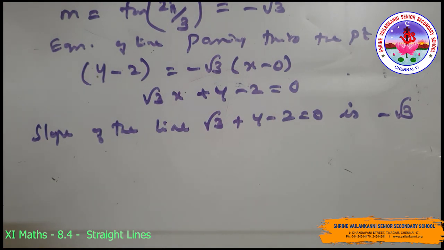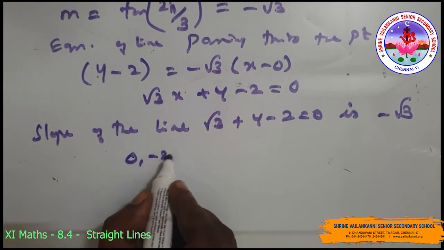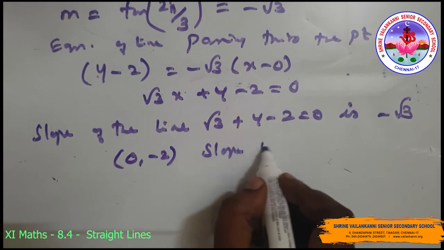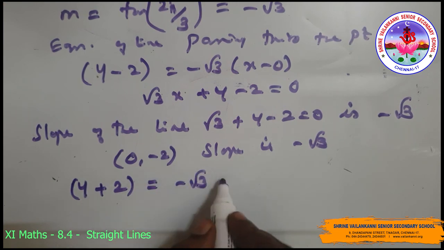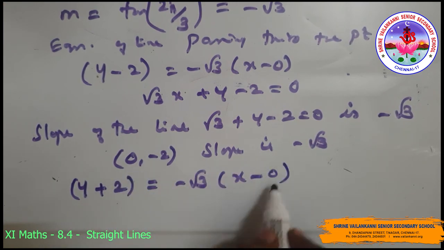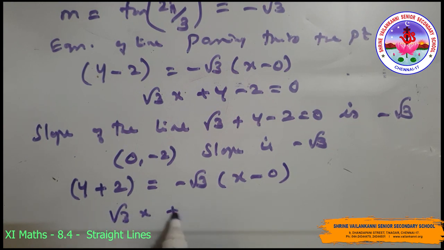It's given that the line parallel to the line crosses the y-axis 2 units below the origin, that is, it passes through the point (0, minus 2). The slope is minus root 3. Therefore, the equation of the line passing through the point (0, minus 2) and having a slope minus root 3 is y minus y1, y1 is minus 2, so plus 2, equals minus root 3 of (x minus x1), x1 is 0. So we get root 3 x plus y plus 2 equals 0.